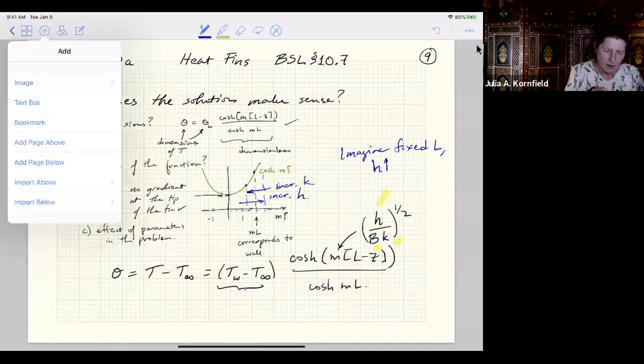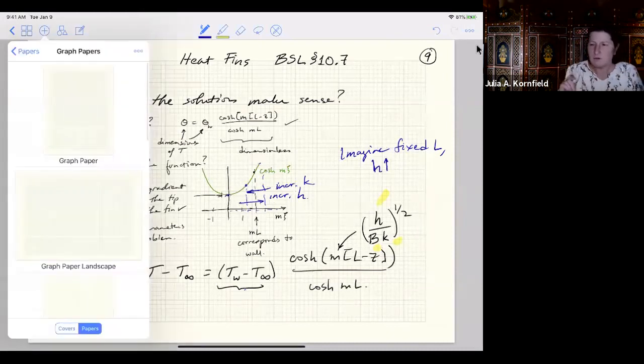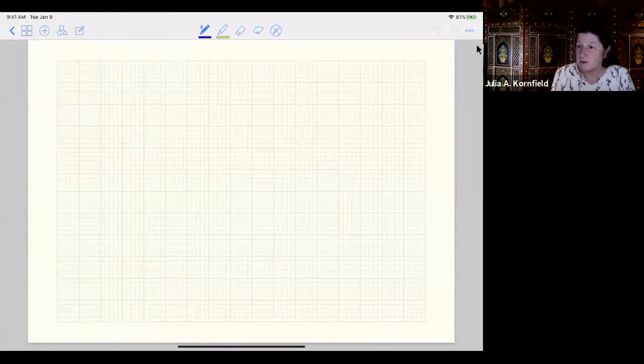So why did we go about solving this problem in the first place? We wanted to be able to do design. We want to be able to design heat fins. And design usually involves a trade-off between things, right?